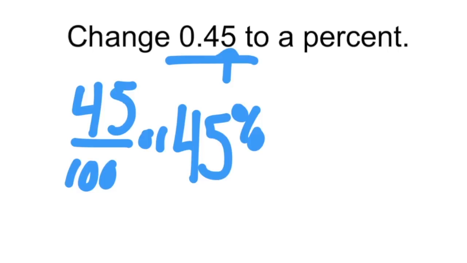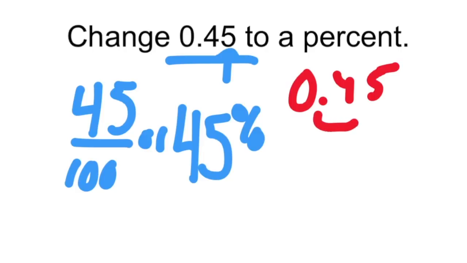The other way to do it when it's not quite so easy is to think back to how we changed a percent to a decimal. We moved it to the left twice. To undo that, we can always move the decimal to the right twice to change it into a percent.